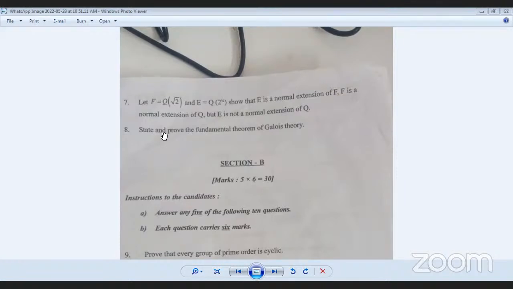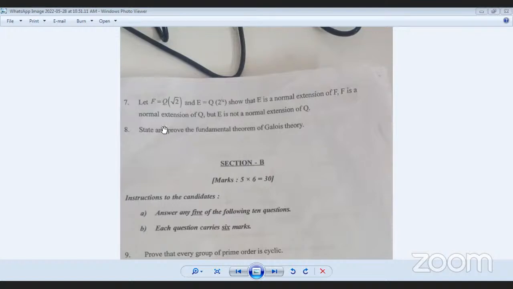What is the Galois theory? Let E be a Galois extension of F. Let S equal the set of subfields K of E containing F, and H a subgroup of G(E/F). Then what you have to prove? G(E/F) over G(E/K) equals G(K/F). Very good. Any more?